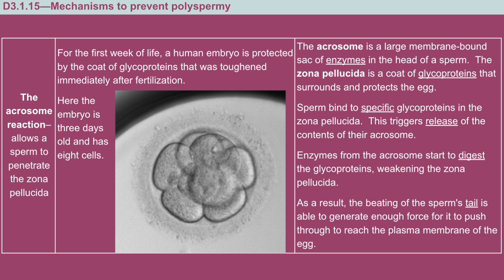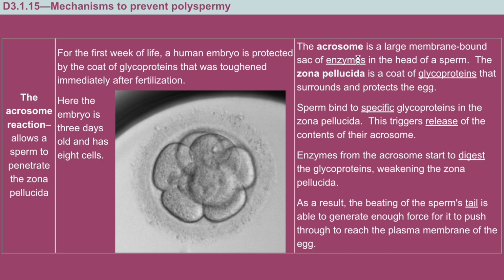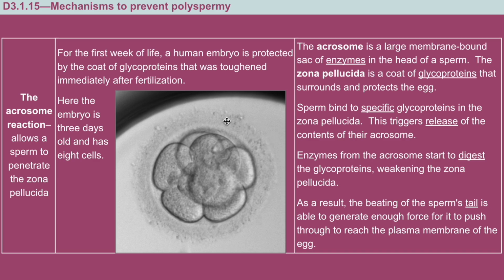Now remember that there is an acrosome containing digestive enzymes in the head of a sperm. There is a zona pellucida, which was that coat of glycoproteins seen here. It surrounds and protects the egg. The sperm are going to bind to specific glycoproteins in the zona pellucida. That's going to trigger release of those enzymes in their acrosome, which then begin to digest the glycoproteins, weakening the zona pellucida, which then allows the sperm to enter into the plasma membrane and fuse with it and release its nucleus. But remember, we only want one.